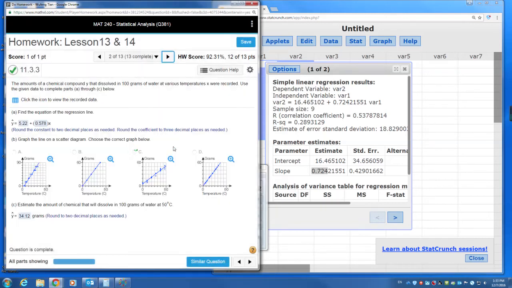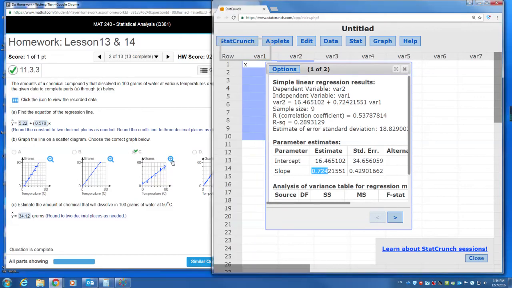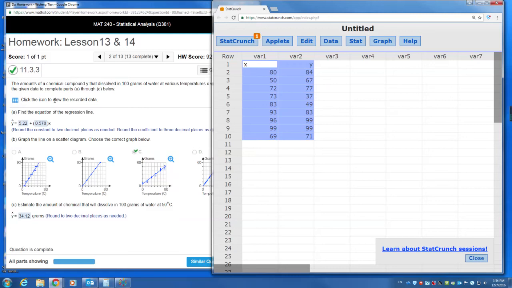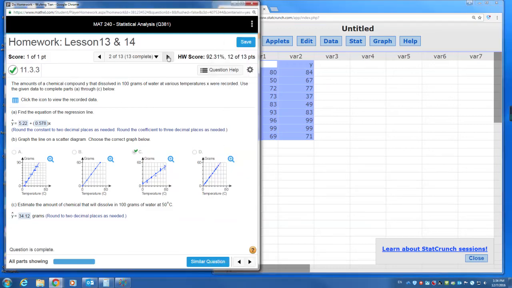Okay, the second question will be exactly the same, except you graph this function. It should not be a big problem for you to graph it. Okay, and number 3.